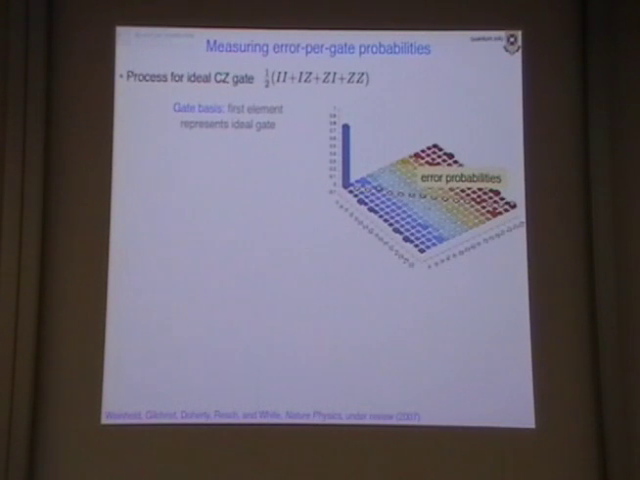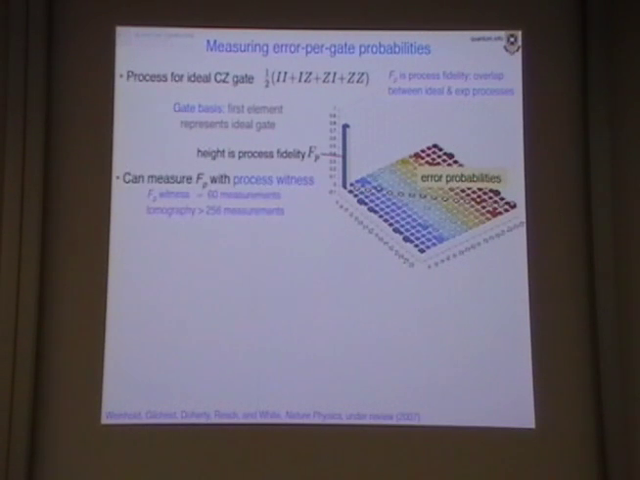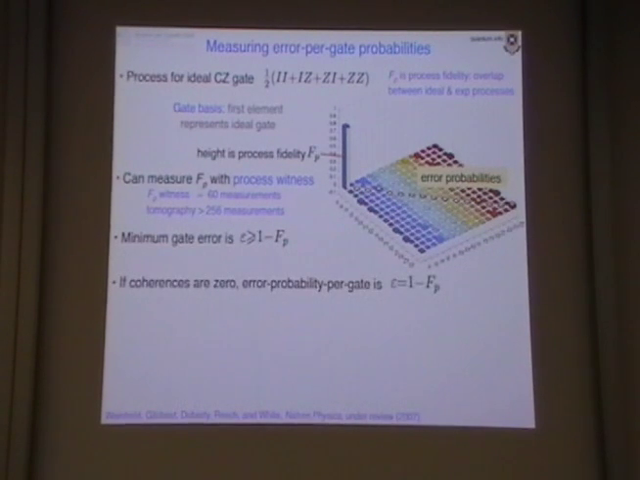Those elements as highlighted are the error probabilities for the gate. The height of that first element is something called the process fidelity, and you can measure that with a so-called witness. It's a smaller set of measurements than doing the full tomography. It turns out the gate error is bounded by the identity of that witness, and if these errors have no coherences with this element, so in other words, if all these things here were flat, which you can see they're not, then that would exactly give you the error per gate.